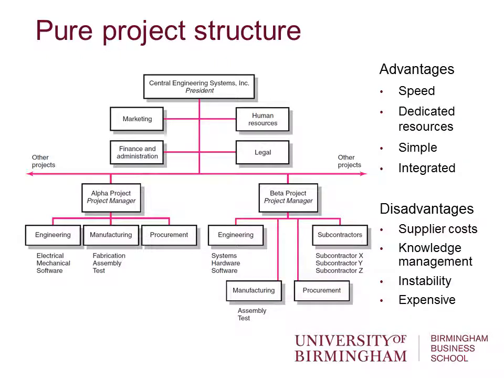There are disadvantages, and these are cost of suppliers. Often these kinds of project organisations have a whole load of suppliers and specialists who they use to deliver parts of the project, and have quite complex supply chains which are brought together to deliver the project and then dispersed. And this can create all sorts of costs there. Another big problem is knowledge management.